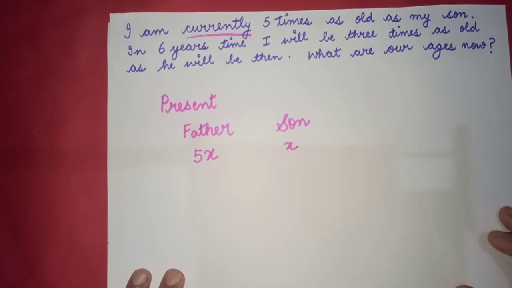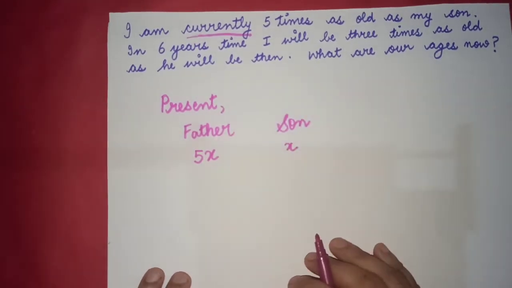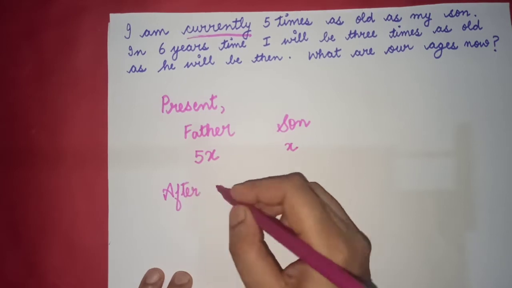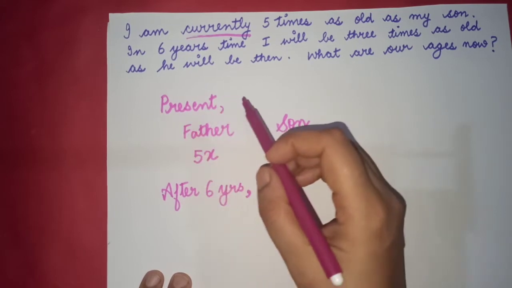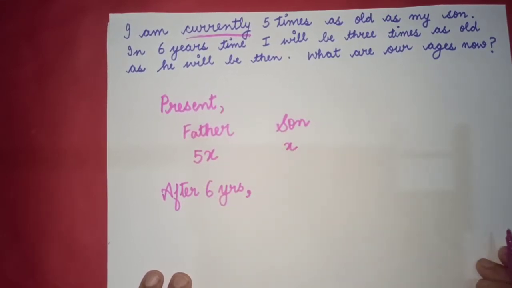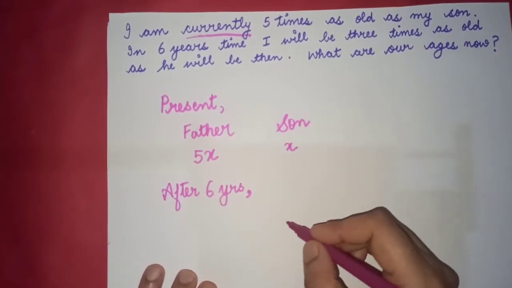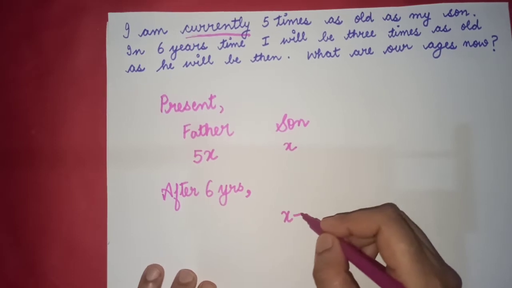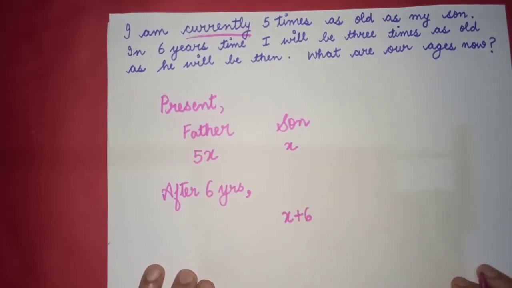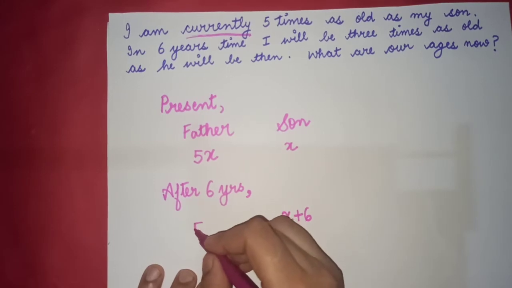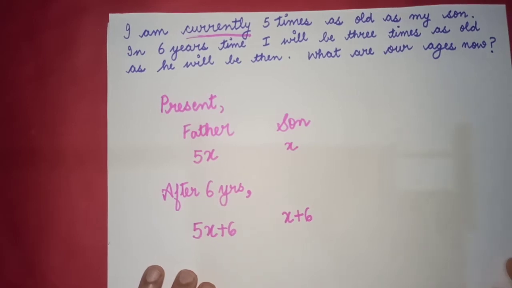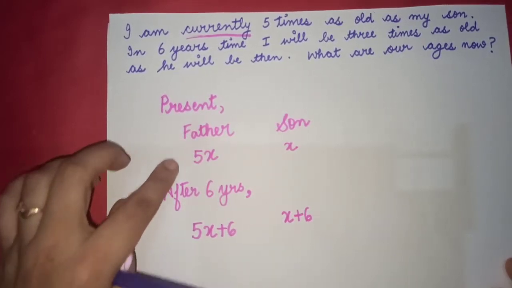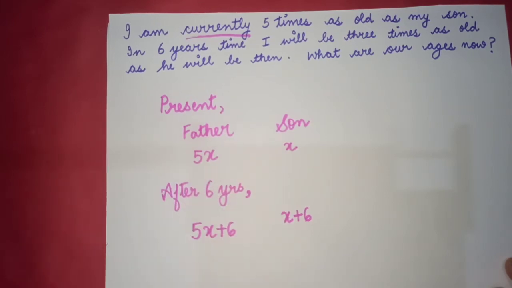In 6 years time. So what will happen in the future? That is after 6 years. I will be 3 times as old as he will be then. But let's see what it will be if the present age is x. After 6 years, the son's age would be x plus 6, and the father's age would be 5x plus 6. I hope this much is clear that after 6 years it would be 5x plus 6 and the son's age would be x plus 6.